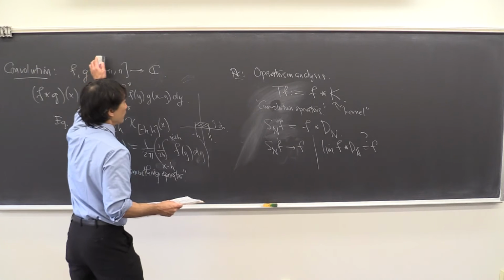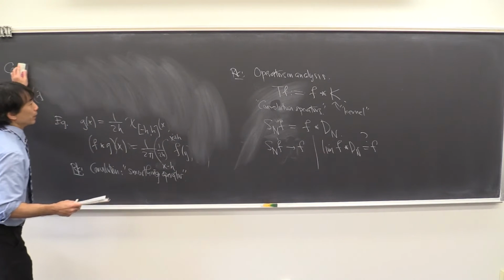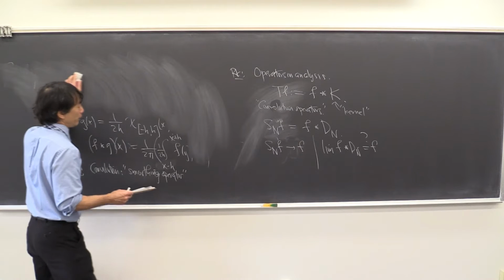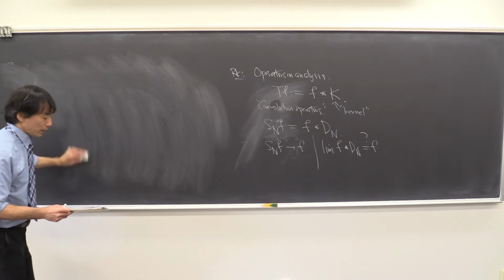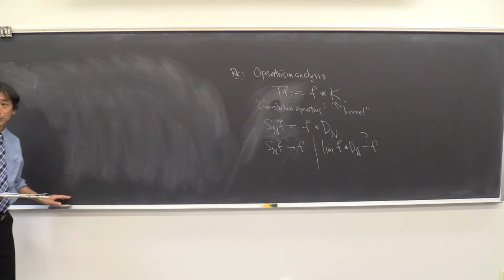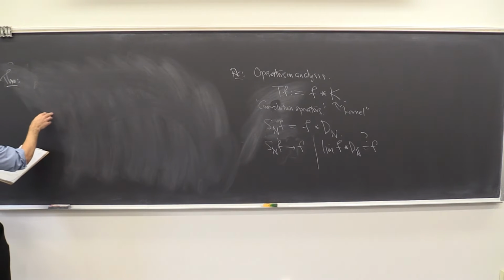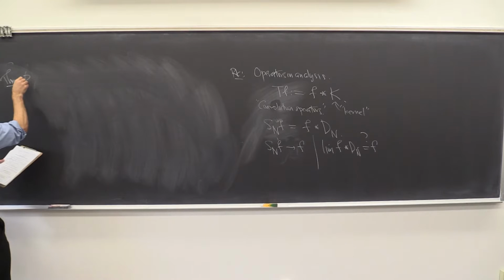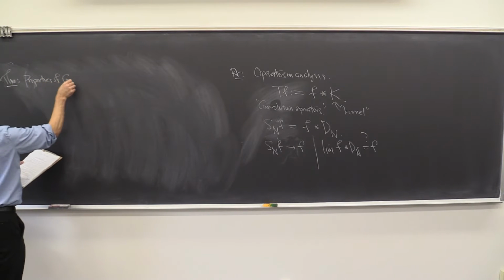Okay, so convolution, you want to think of it as a smoothing operator. But you also want to think of it as a way of multiplying functions. So here is the theorem that will make that really explicit. Properties of convolution.